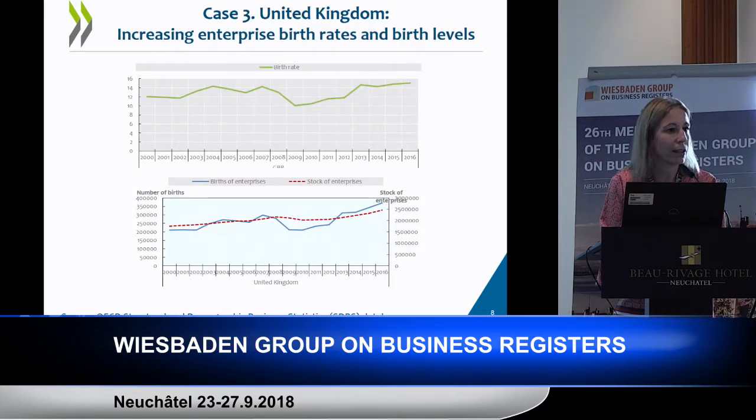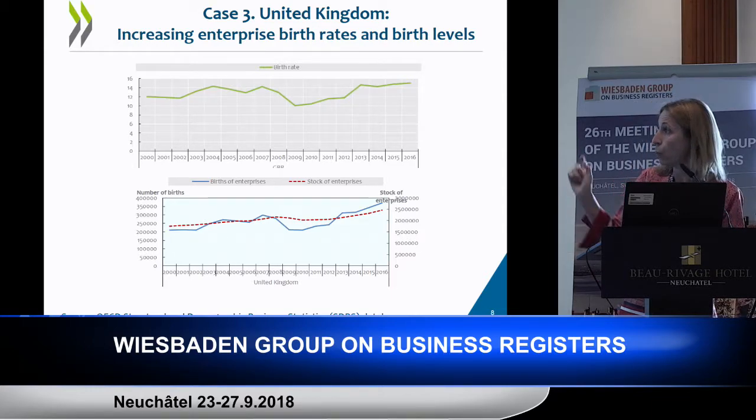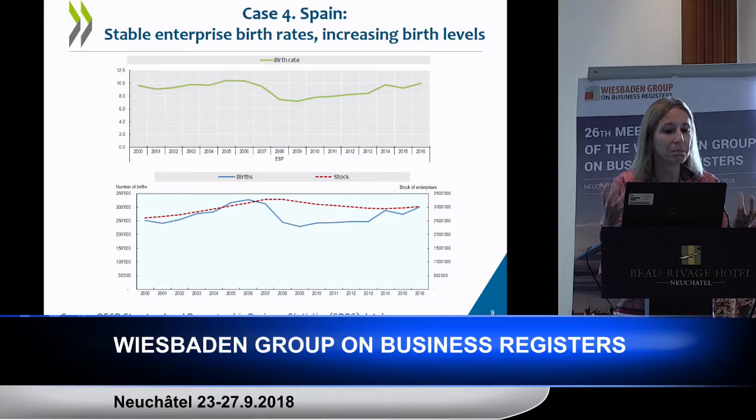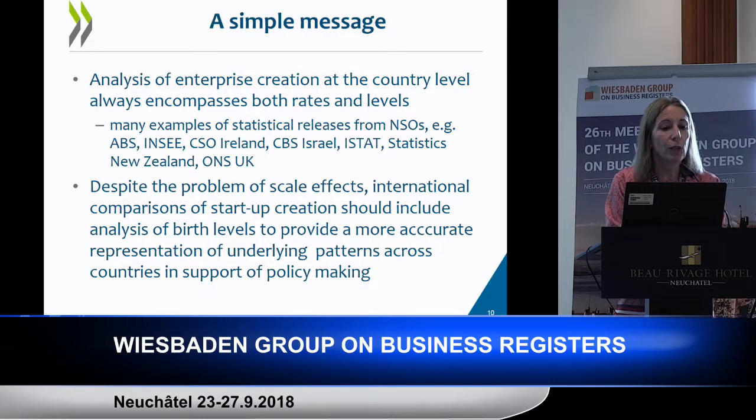And then, I think you understand the type of reasoning. Then we have the example of the UK, where there is an increasing birth rate from 2000 to 2016, and also an increasing level, and a different case, Spain, where the birth level from 2000 to 2016 has been increasing, but the birth rate was rather stable.